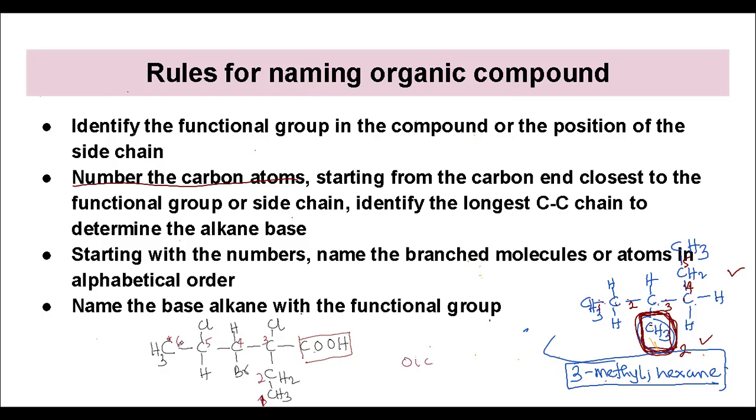Okay, so I have my carbon to carbon chain, longest. You have 6 of them. Now, the next thing is to identify my side chain and the position of my functional group. The position of my functional group, I think I'll do that last. Let me start with the position of my side chain.